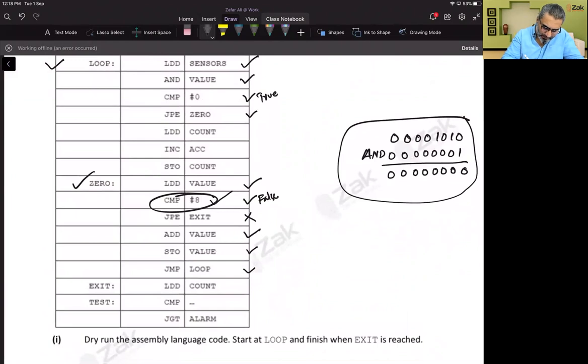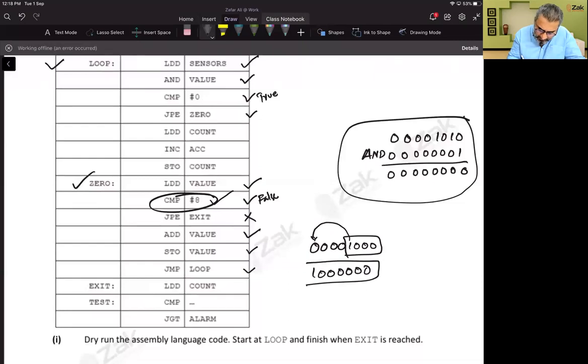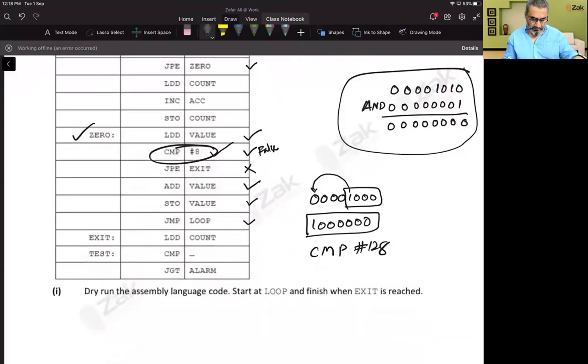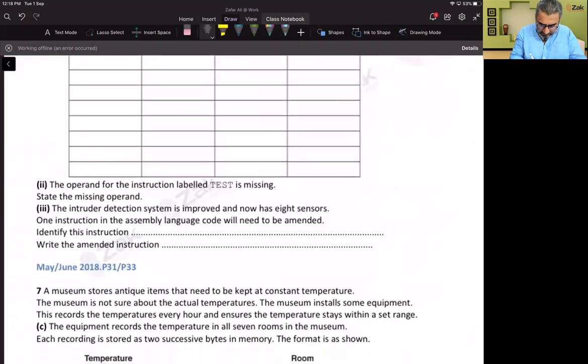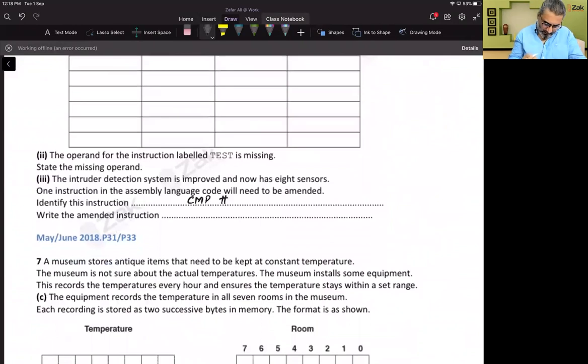See, this is compare with 8. So this was 0, 0, 0, 0, 1, 0, 0, 0. So this is 8. Now when this one will go over here, this would become 1, 0, 0, 0, 0, 0, 0, 0. So this would become compare with 128. All right. So this would be the instruction that will be identified. Compare with number 8 because it was the 4th bit. Now we would have to compare at the 8th bit. So this would become compare with 128.